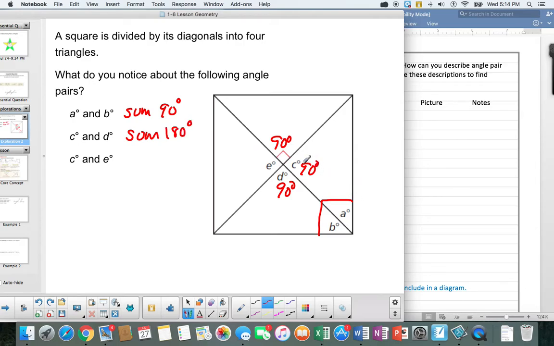Now let's take a look at C and E. We have one more angle to find. Again, this straight angle, these two angles have to add up to 180, so this is 90. And so I can see that these are equal to each other. So here's some of the relationships I'm seeing.